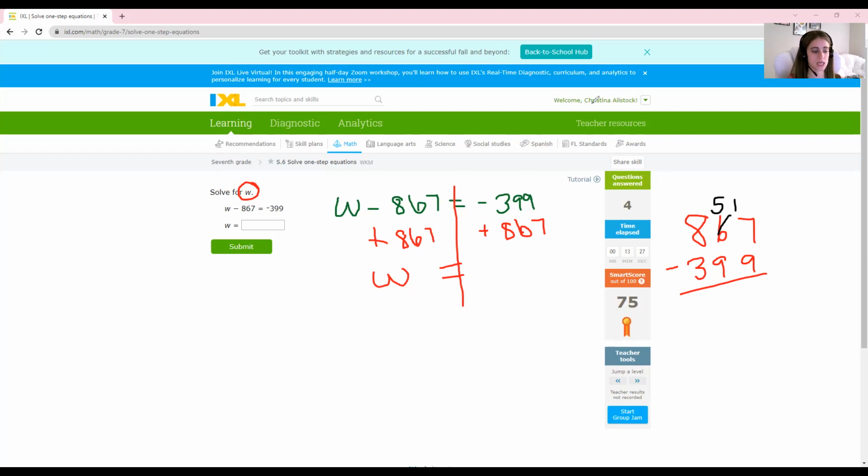So 17 minus 9 would be 8. Can't do 5 minus 9, need to borrow again. 15 minus 9 would be 6. 7 minus 3 would be 4. Now, to figure out your sign, when you talk about absolute value, remember that's the distance, so the positive version of your number. 867 is larger, and that number is positive, which means our answer is a positive 468.